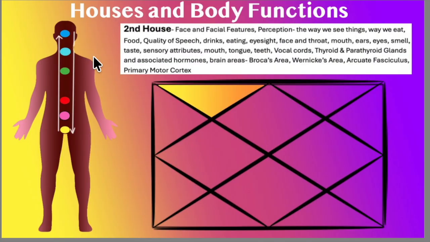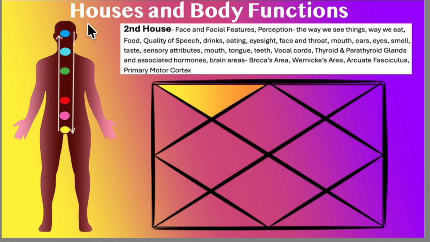The second house is this particular one highlighted. It is face and facial features. It is your perception. It is the way you see things. It is the way you eat. It is your food. It is the quality of your speech. It is drinks. It is eyesight. It is face and throat. It is mouth. It is ears. It is eyes. It is smell. It is taste. All the five senses are here, isn't it?